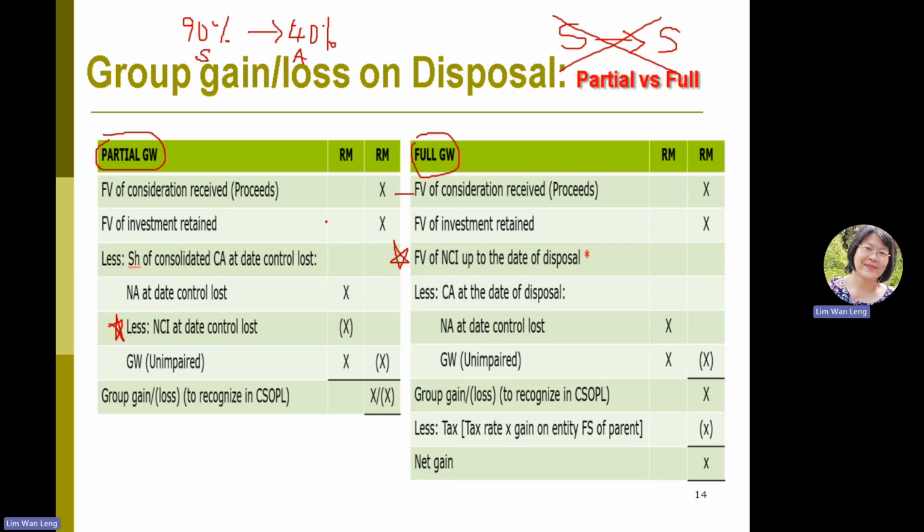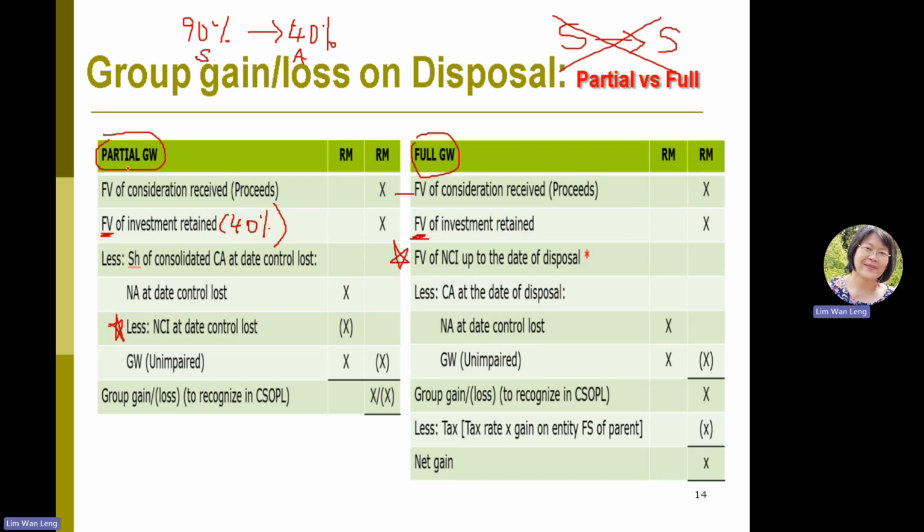Proceeds, and the investment retained, in this case 40%. So what are you supposed to do? It's just like the step acquisition. It's as if you dispose of everything and then buy back the 40%. So the investment that you retain must be remeasured at fair value. This is the same in both. So now we just go and look at the partial goodwill first.